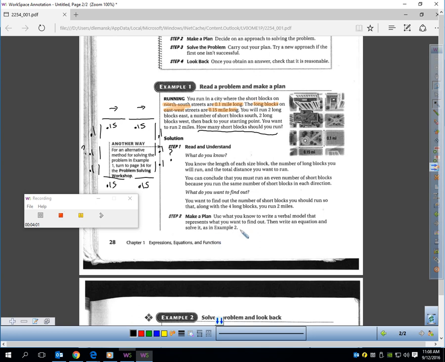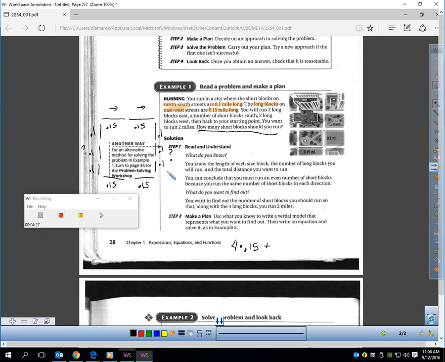Okay, so I'm going to make a plan. I'm going to write, I think, a little open sentence to solve this. Okay, can you see how I have 4 long blocks? I have 4 long blocks I'm running, and each one, I'll multiply, each one is 1/1500ths of a mile, plus I have an unknown number.